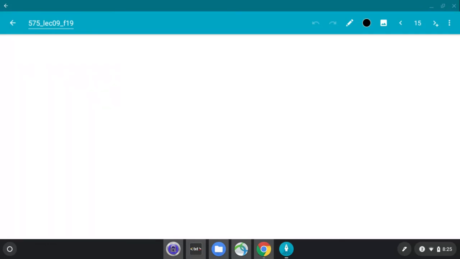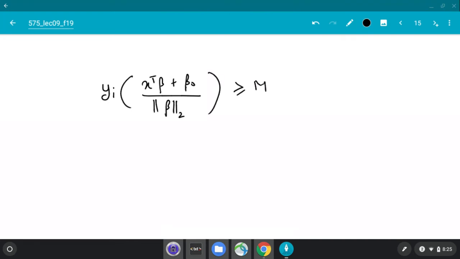So what we can do is to impose the following constraint: yi times (x transpose beta plus beta naught) divided by the norm of beta is greater than or equal to m, for i equal to 1 to n. Why does this make sense? Why did I suddenly bring in a yi and multiply with this? It's because remember, the distance should be positive.